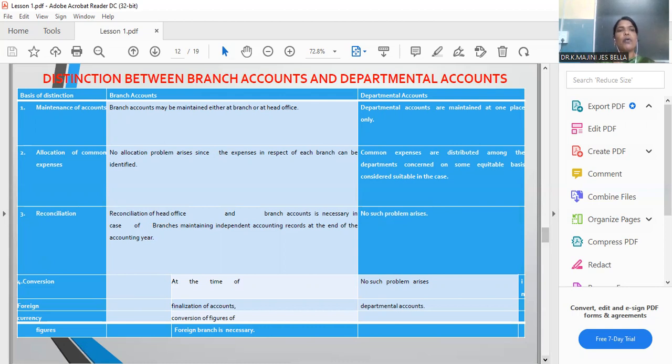Then the third point is reconciliation. Under branch accounts, reconciliation of head office and branch accounts is necessary in case of branches maintaining independent accounting records at the end of the accounting year. But in the case of departmental accounts, no such problem will arise. Then we can see the conversion of foreign currency figures. At the time of finalization of accounts, conversion of figures in foreign branches is necessary.